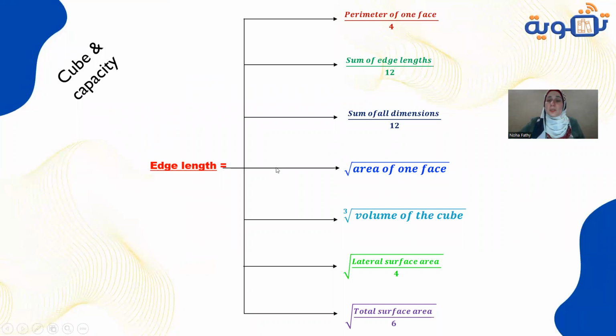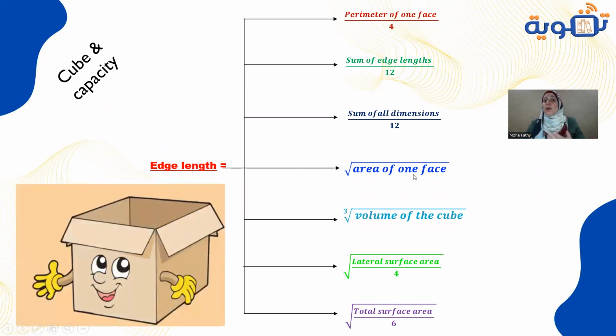How about the cube and the capacity? We can find the edge length of the cube in many ways. We get the volume of the cube: edge length times itself times itself. If he gives me the perimeter of one face, divide by 4. If he gives me the sum of edge lengths, divide by 12. Sum of all dimensions, divide by 12 to find one edge, then you can find the volume. Area of the face, take the square root of it to find the edge length. Cube root of the volume. Lateral surface area divide by 4, total surface area divide by 6. Lateral surface area means the area of 4 sides only. Total surface area means the area of the 6 faces.